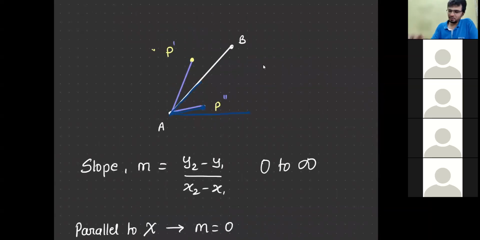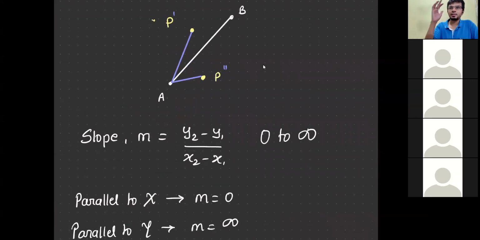Slope is what we can use to identify where my P is. If my P is above or below, what is slope? Slope M is equal to y2 minus y1 upon x2 minus x1. Correct? The value of M changes from 0 to infinity. So this is how my slope would change. If it is parallel to the x-axis, my slope is 0. If it is parallel to the y-axis, my slope is infinity.